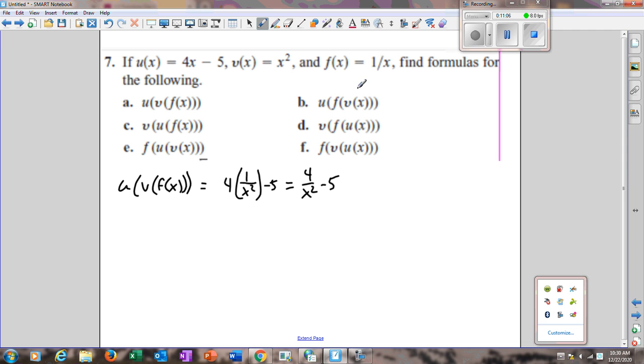Part B, u of f of v of x means that I'm going to take this v of x and plug it in here. So x squared goes in to the f, so it's still going to be 1 over x squared, and then plug that into the u. So it's going to be 4 times 1 over x squared minus 5, which gives you the same exact answer as part A, 4 over x squared minus 5.